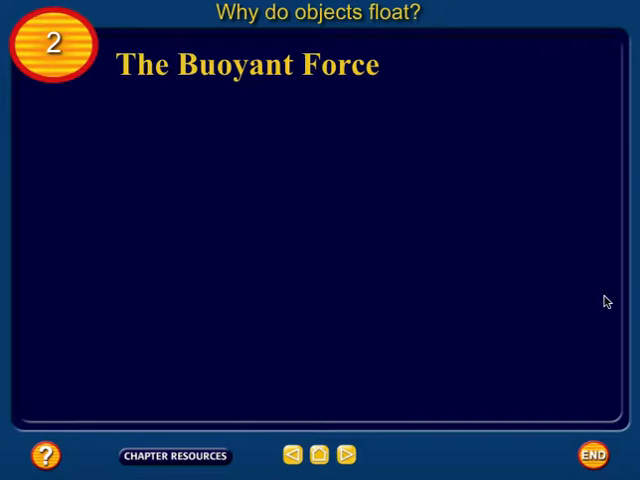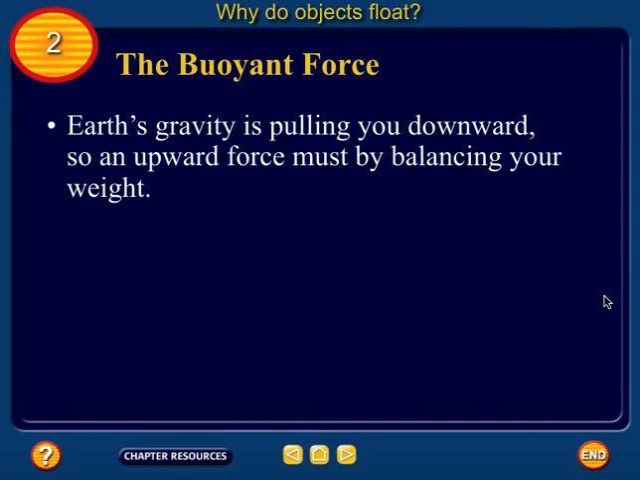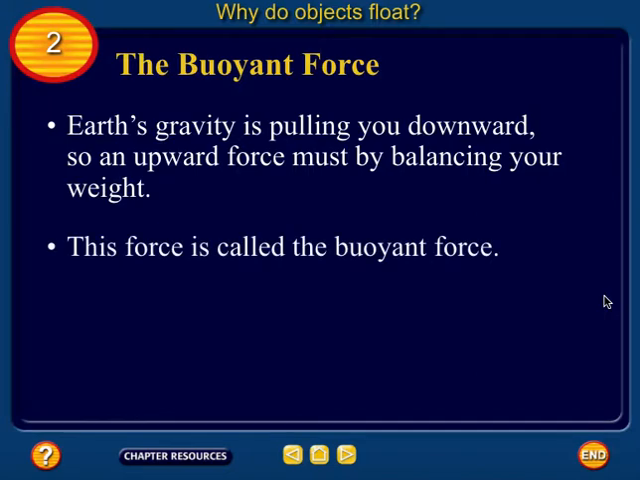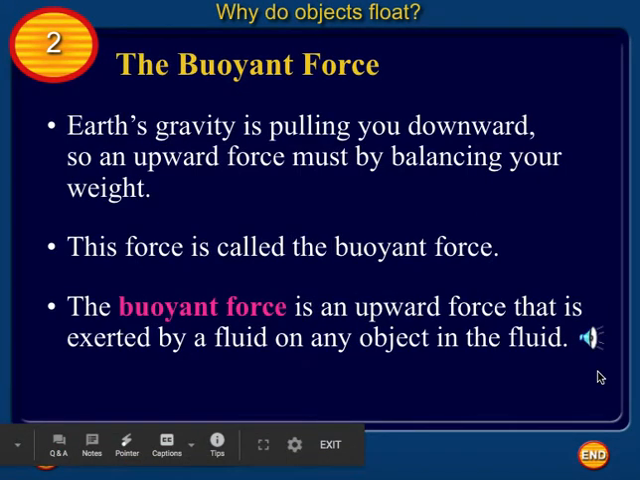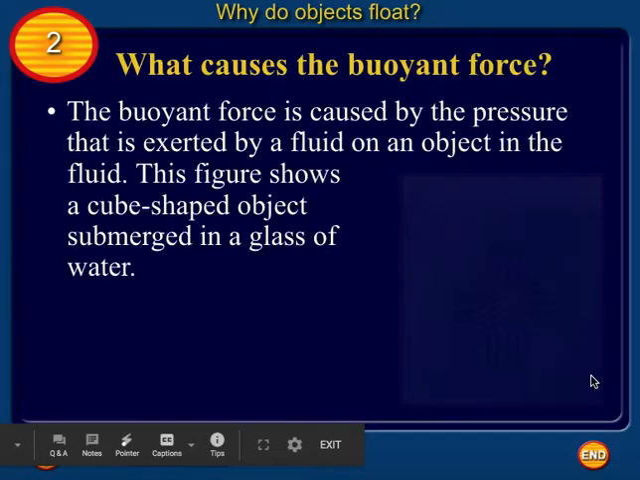As you begin your reading, you'll see that the buoyant force is described as an upward force that balances out Earth's gravity that's pulling you downward. As Earth's gravity is pulling downward, buoyant force is what pushes you up, balancing your weight, which allows you to float. This force is called the buoyant force. It's an upward force exerted by a fluid on an object in the fluid.